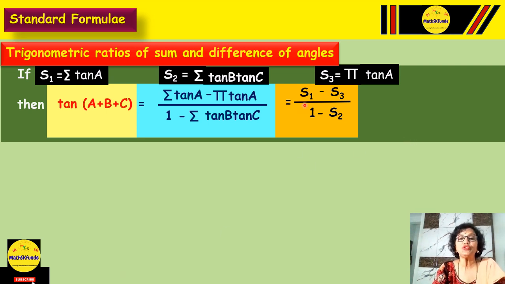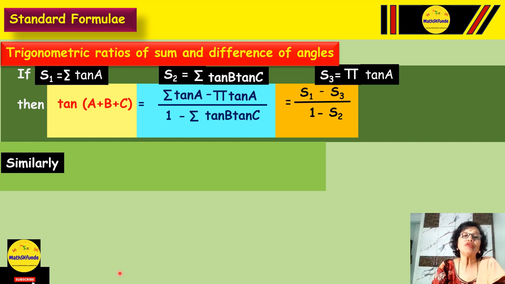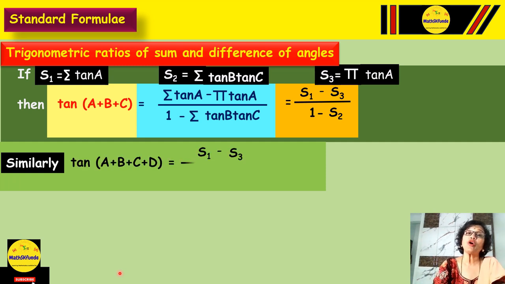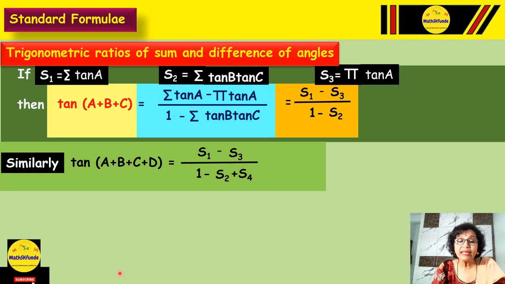This notation is extremely useful when the sum has more angles. Means instead of 3 angles, if you have 4 angles or 5 angles or 6 angles, you should be able to write it. So I go further from here to tan of A plus B plus C plus D. That means I will be writing now for 4 angles. And for that I write S1 minus S3 upon 1 minus S2 plus S4.